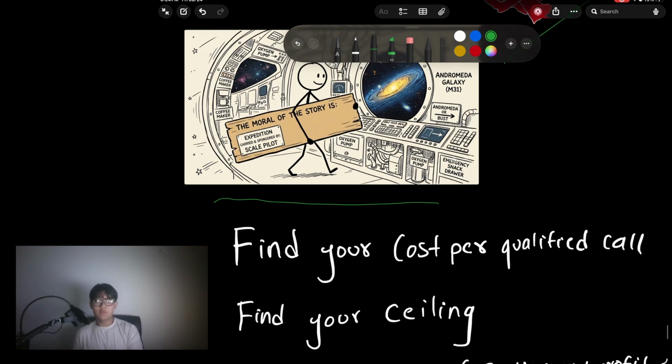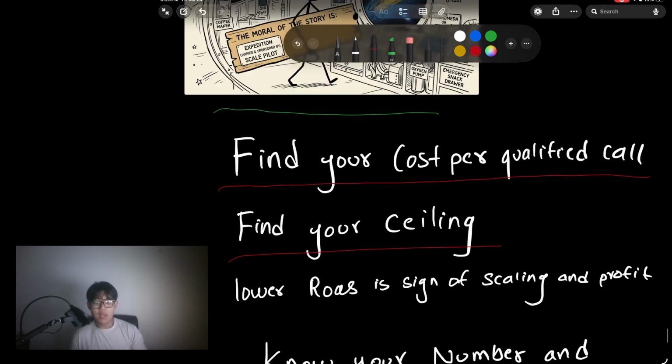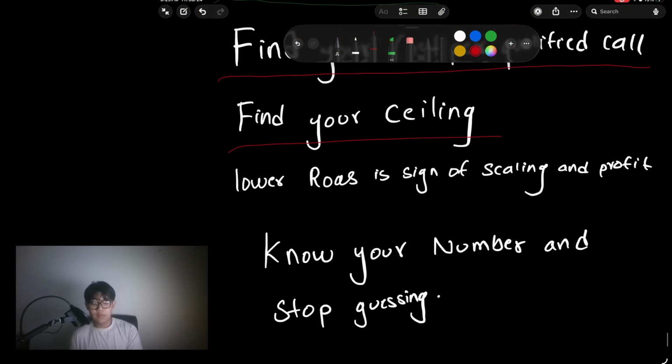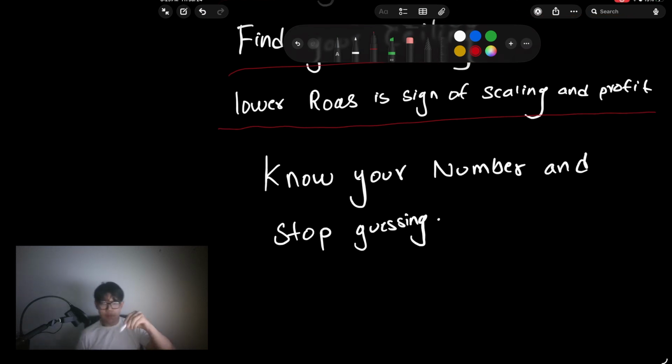Now, what is the moral of the story? If you truly want to know what your budget is, first find out what each qualified customer is worth. Then find your ceiling, like we did here, which was $540. Then don't cry over your pretty metrics, your ROAS, right? It's part of the game. When you scale, it's obviously going to go down. But on the flip side, your profits go up.